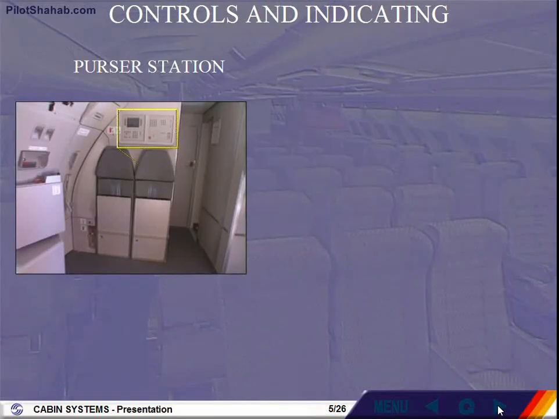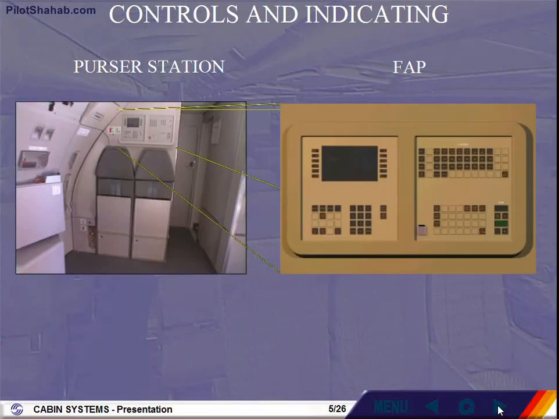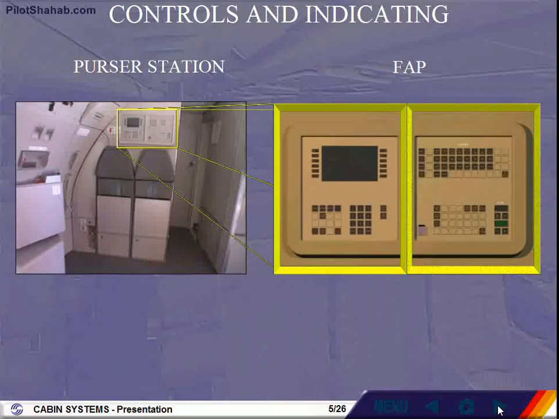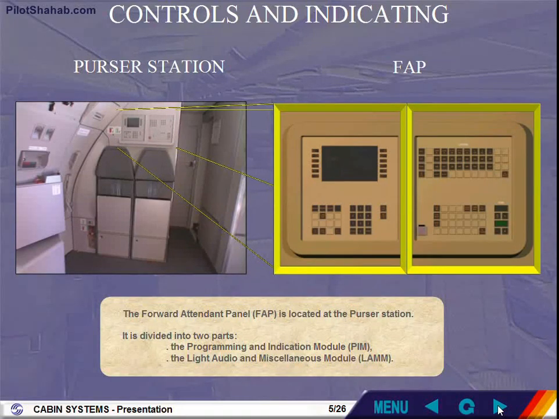The Forward Attendant Panel, FAP, is located at the purser station. It is divided into 2 parts: the Programming and Indication Module, PIM, and the Light Audio and Miscellaneous Module, LAMM.